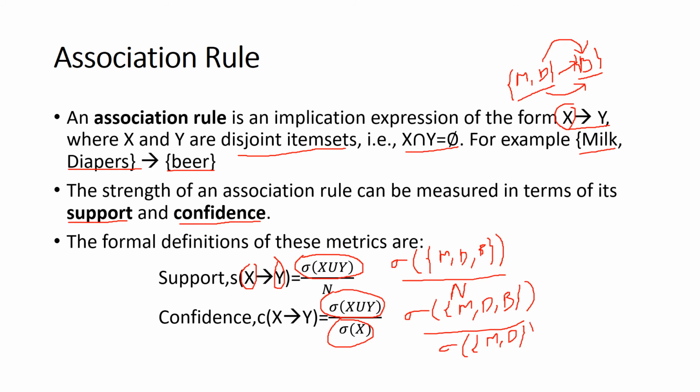This is the way in which support and confidence of an association rule are measured. Once the support and confidence of an association rule are measured, then we understand the strength of the association rule. So now let us calculate the support and confidence of the example that we have already discussed. Now let us look at an example to understand how the strength of an association rule is calculated.